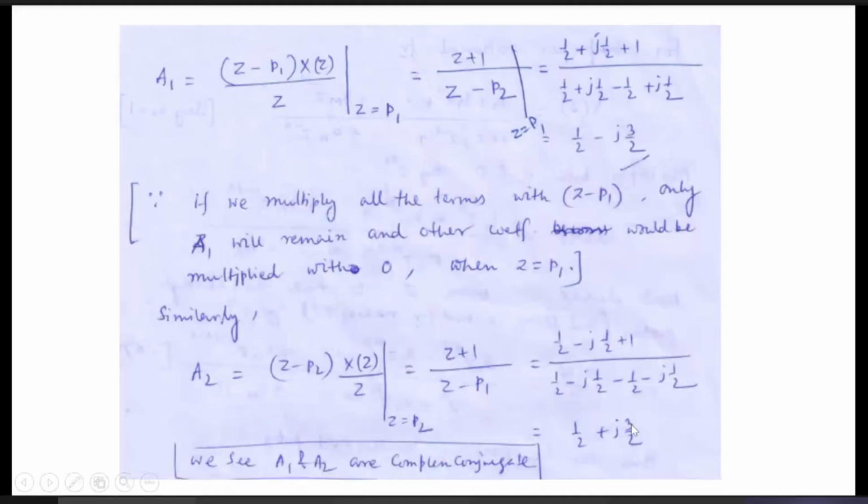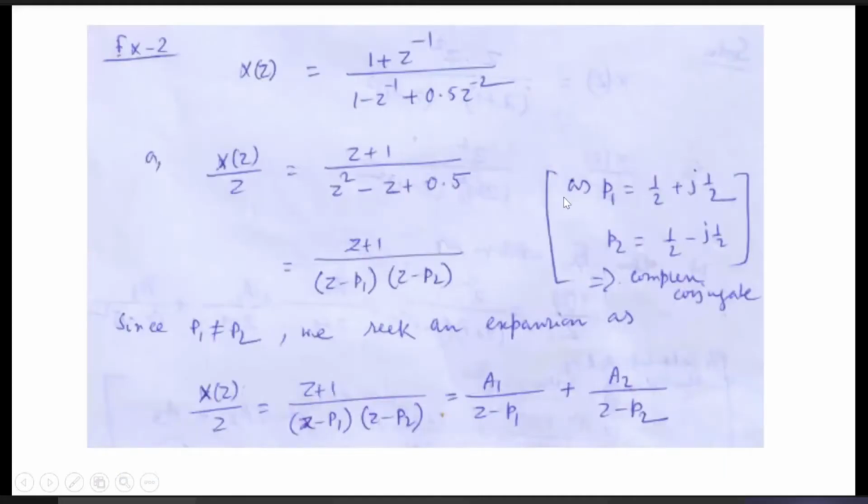So next, the method, how it is done. To calculate a1, we have to multiply the whole expression with the corresponding pole terms in the numerator and denominator. So a1 by z minus p1. If you multiply this with z minus p1 throughout the equation, this will leave only the constant a1.